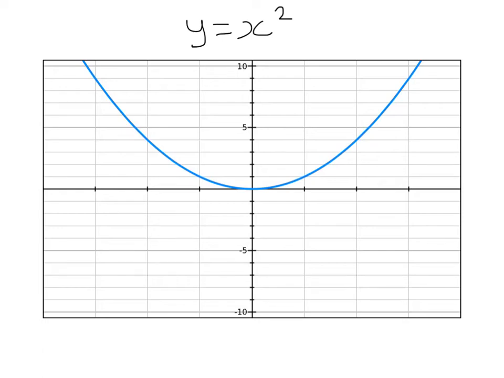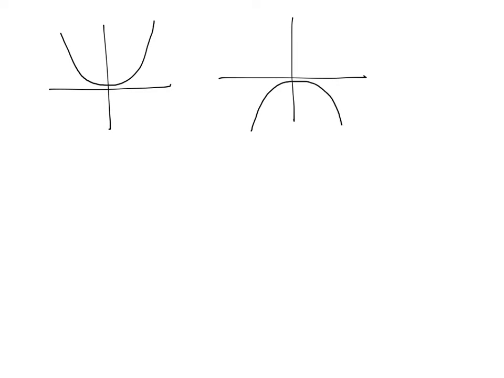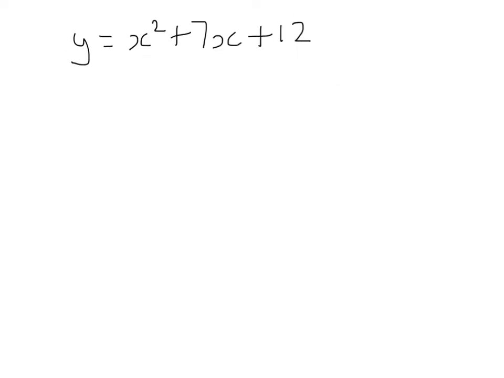So we're looking at how to sketch different quadratic graphs. We'll start off with the most obvious one, which is y equals x squared. And here is the graph of y equals minus x squared. So it's worth bearing in mind that y equals x squared is that shape and y equals minus x squared is that shape.